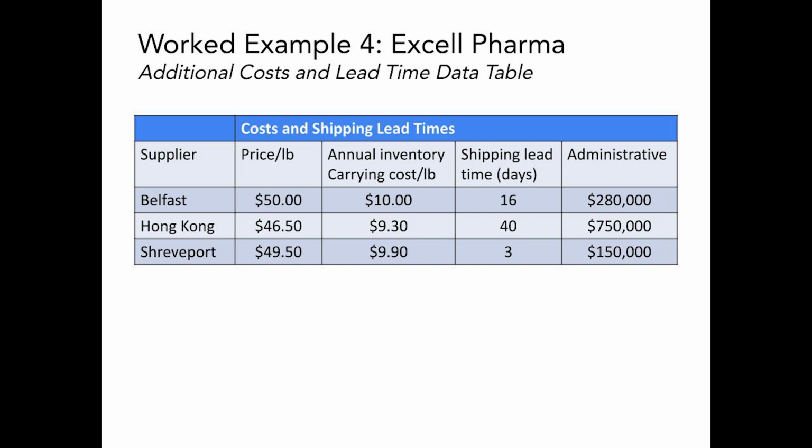We've identified suppliers from Belfast, Hong Kong, and Shreveport, Louisiana. Each presents unique cost factors: shipping costs, which, as expected, are lower for domestic suppliers like Shreveport; price per pound, with Shreveport offering the lowest rate; inventory carrying costs; lead times, varying significantly among locations; and administrative costs, highest for Hong Kong due to distance and possibly other factors such as communication barriers or additional oversight requirements.